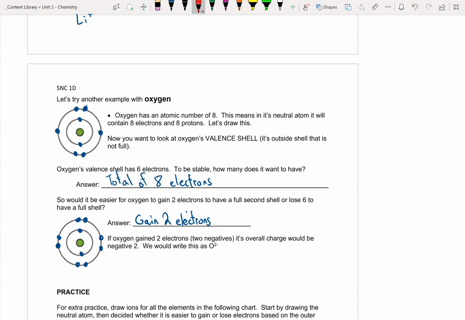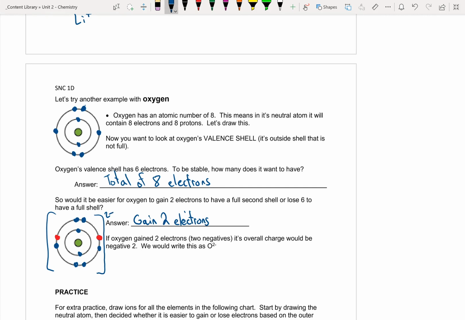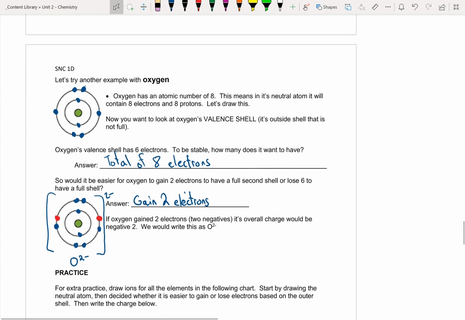Let me just use a different color to represent the 2 electrons that are added. And I'm going to put brackets around my diagram. And it has, not 2 plus, it's 2 negative or negative 2. So that means it's oxygen with the 2 negative charge because we've gained 2 negatives. So that means that the oxygen ion has a charge of negative 2.